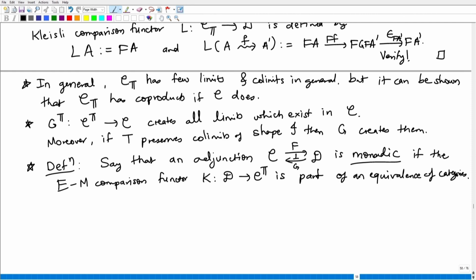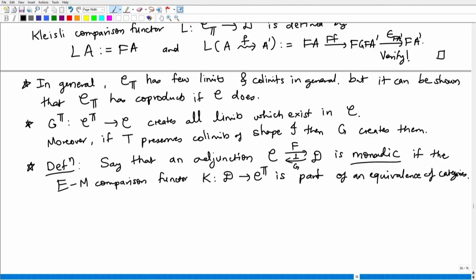Okay, understood this part? That up to equivalence, D is the category of T-algebras. That's all we need to check. I mean, there is also a slight relaxation of this.